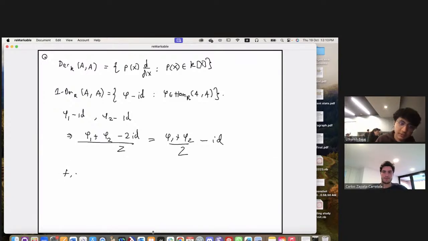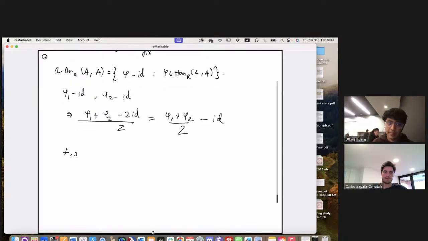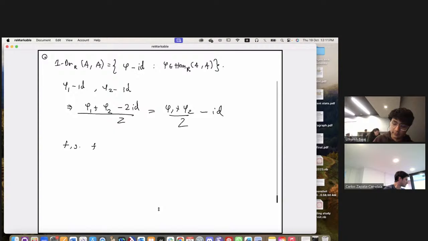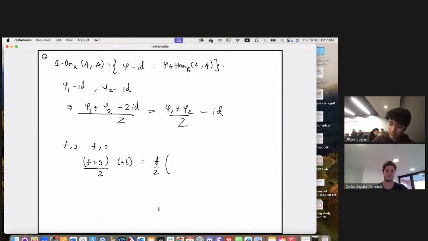Shall we try it for the arbitrary case, just for fun? Sure. Right, okay, so we can continue. If f and g are one derivation, let's try to find them, and divided by two. Let's see. How do we even divide by it? Oh, yeah, we can look at it from algebra. Yeah, assume they are algebras.